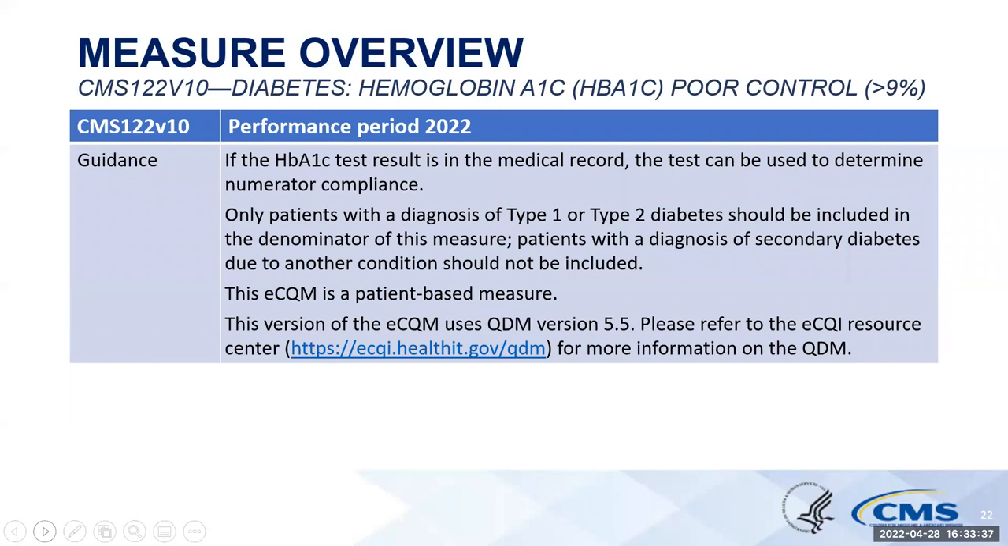And this slide displays the guidance for CMS 122. Some key items to mention here are if the hemoglobin A1C test result is in the medical record, the test result can be used to determine numerator compliance. Only patients with a diagnosis of type 1 or type 2 diabetes should be included in the denominator. Patients with a diagnosis of secondary diabetes due to another condition should not be included. Similar to the previous measure discussed, this measure is patient-based, meaning it evaluates the care of a patient and captures a count of patients in the appropriate populations.